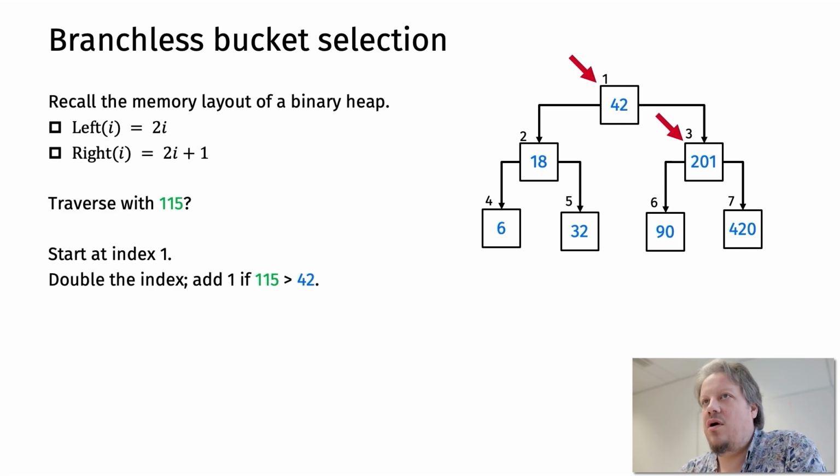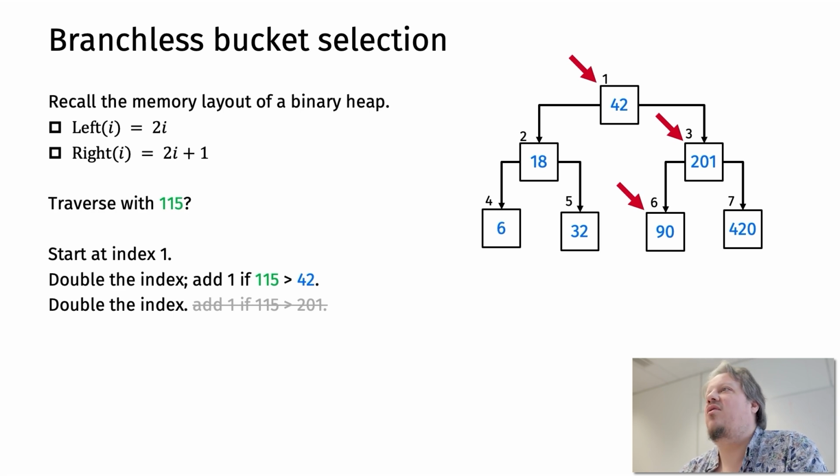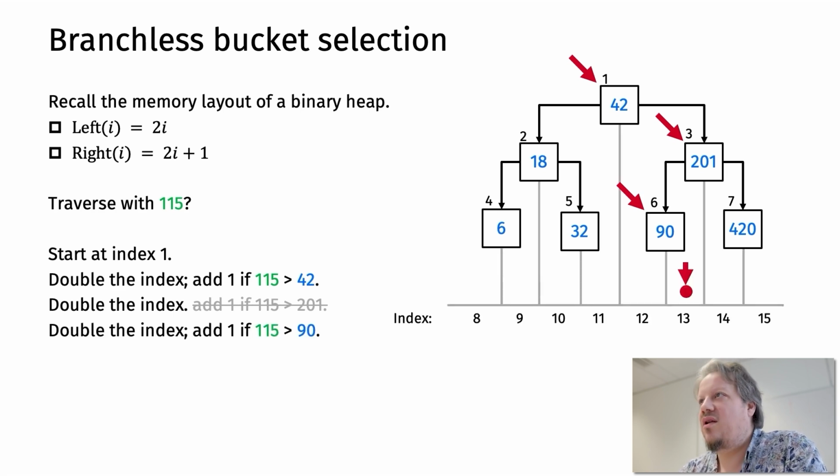Then we compare 115 to 201. We always double the index, but this time we were smaller, so we don't add the 1. We go to index 6, we compare to 90, we are larger, so we double the index and we add the 1. After we've done the entire tree, then we end up with index 13, but this is a weird numbering, so we subtract 8, right? Because we had our 1 indexed tree of size 7, so we subtract 8, and the element 115 should go into bucket 5.